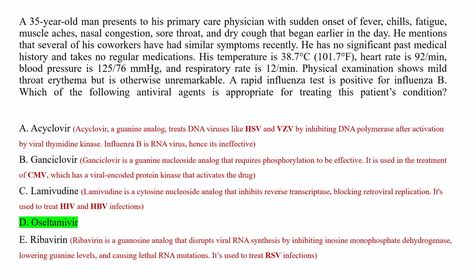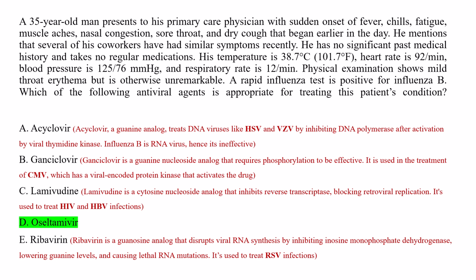And option B is incorrect because ganciclovir is a guanine nucleoside analog that requires phosphorylation to be effective. It inhibits viral DNA polymerase, causing DNA chain termination. It is used in the treatment of cytomegalovirus, which has a viral encoded protein kinase that activates the drug.